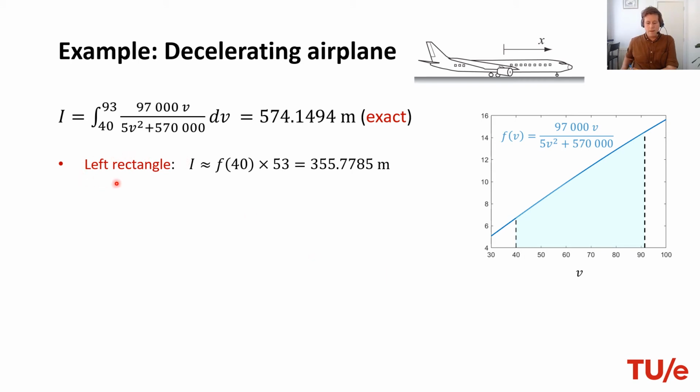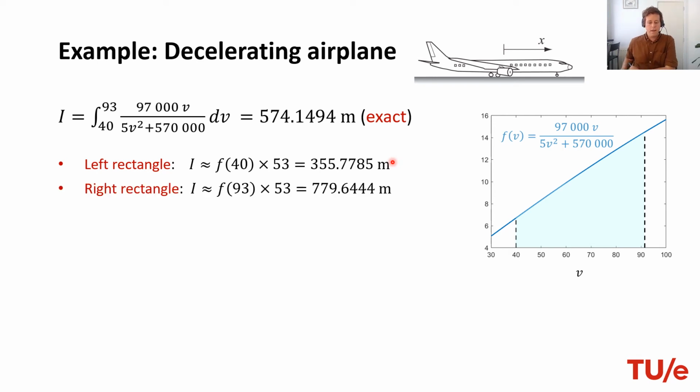Using the left rectangle rule, what does that mean? We would evaluate f at v is 40 and simply multiply that with the width of the interval, so that the area approximation would be equal to the rectangle that I'm encircling here using this pointer. We see that, for such an increasing function, the left rectangle rule leads to a gross underestimation of this area. So this left rectangle rule is basically worthless. It's very, very inaccurate in this case.